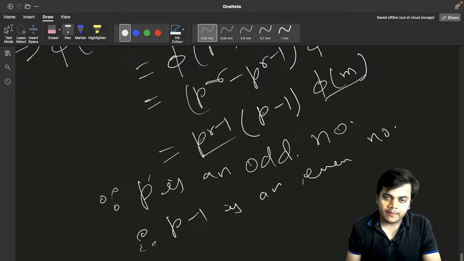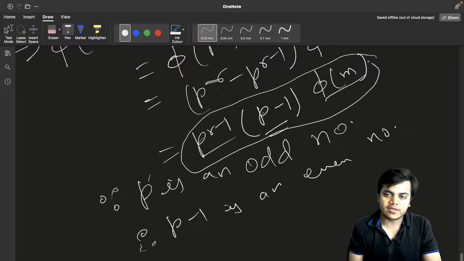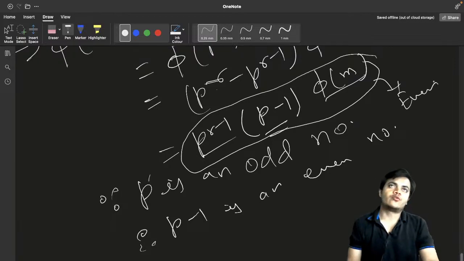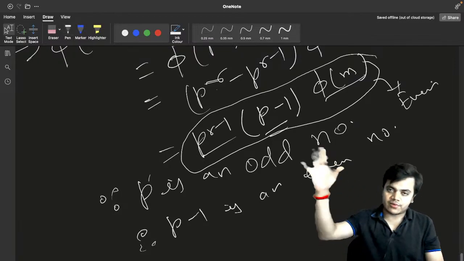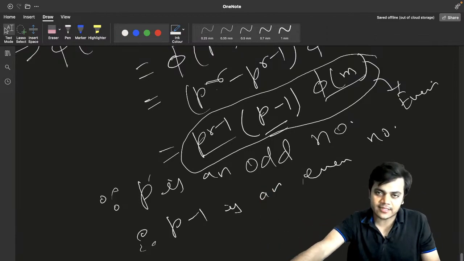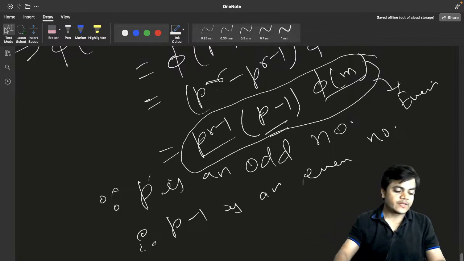So p minus 1 is an even number, therefore finally you can say this is certainly an even number. So we have proved a very beautiful thing that if your n is strictly greater than 2, then in that case phi of n is always an even number. So it has been proved beautifully.